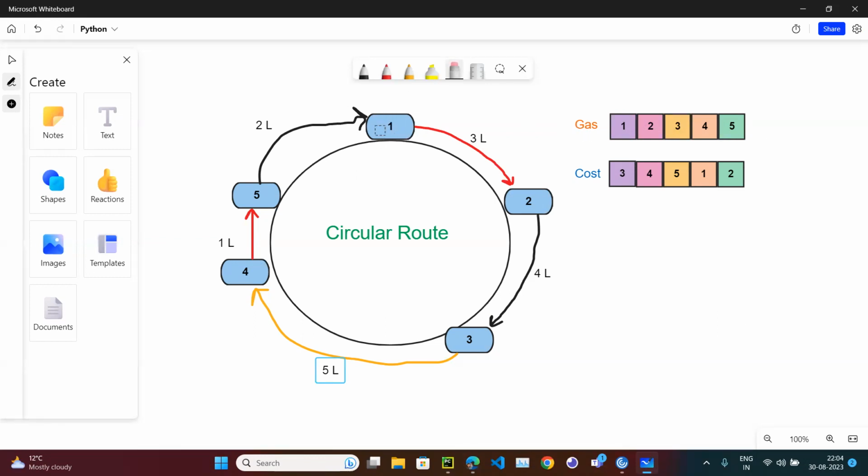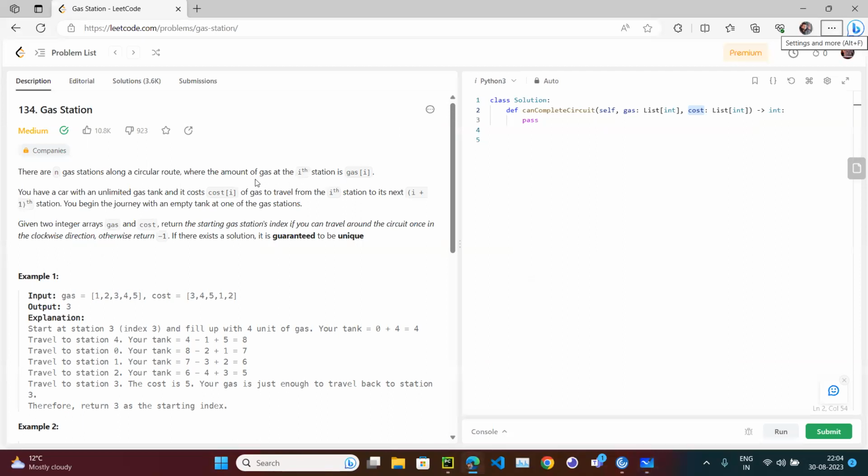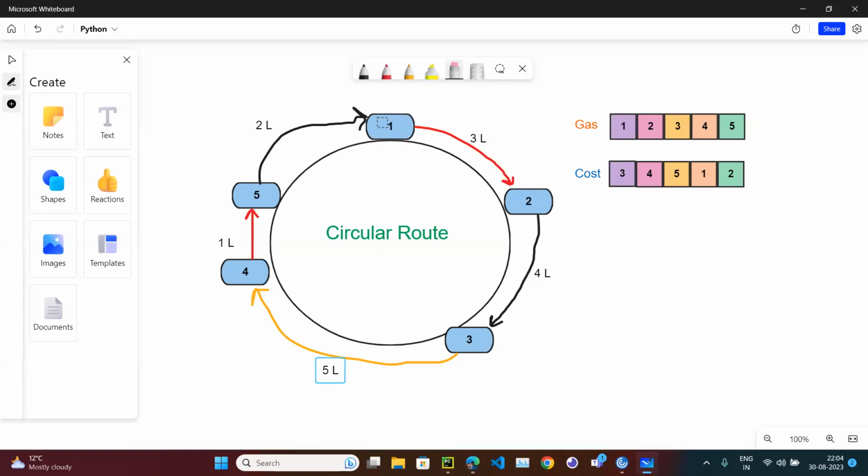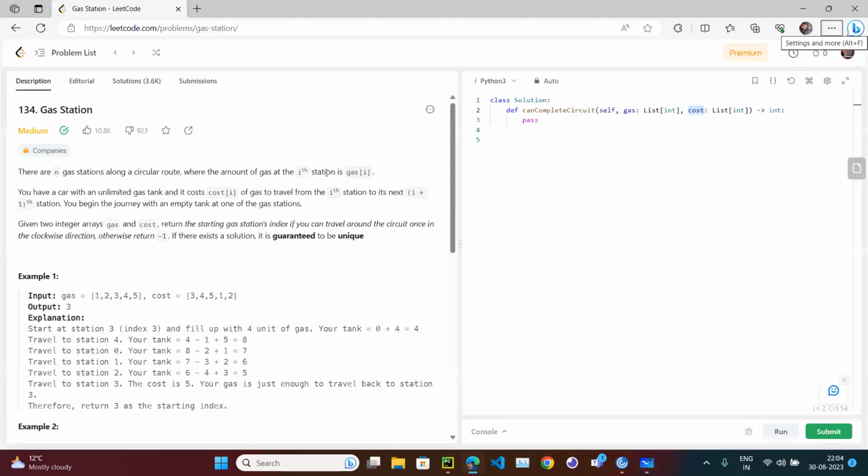So the first station has some amount of gas, which you can consider as liters. They did not mention whether it's liters, milliliters, or tons, so let's take it simple. The first station has 1 liter, the second station has 2 liters, the third has 3 liters, the fourth has 4 liters, and the fifth has 5 liters. So now the first line is clear.